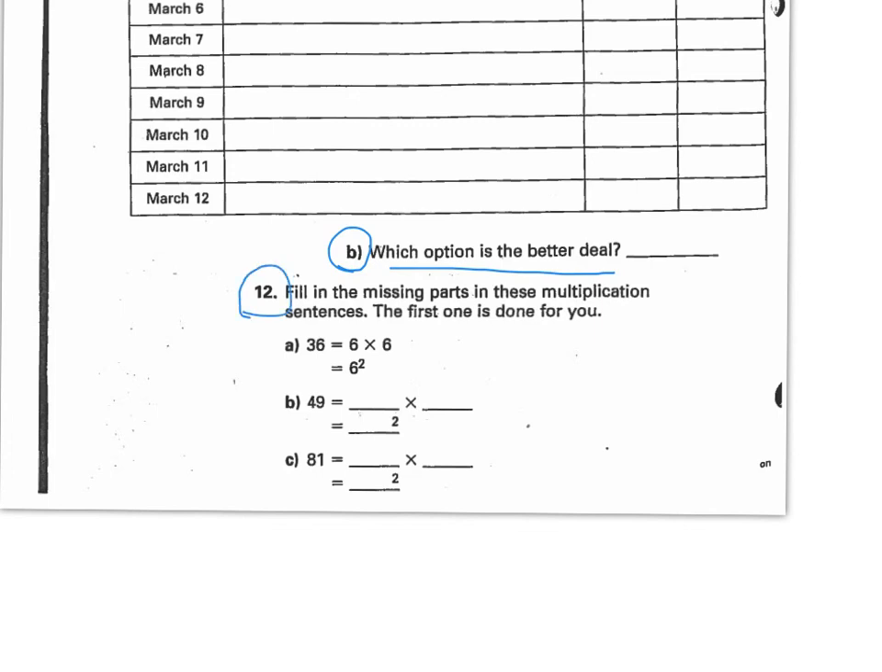This question, 12. Fill in the missing parts in these multiplication sentences. The first one is done for you. We are working backwards. We are given a product in which when you multiply 2 of the same number together, you will get, for example, 36, 6 times 6, 6 to the power of 2. Which number can you multiply by itself once to get 49? And which number can you multiply by itself to get 81? Write it as a power.